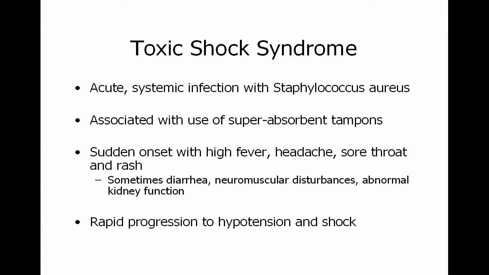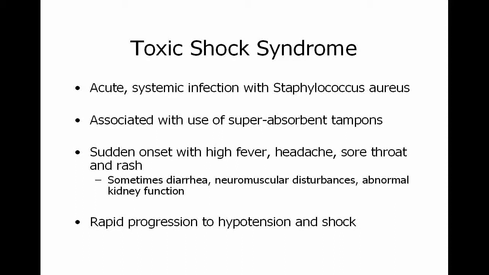When a person has toxic shock syndrome, it's systemic, so they're going to have a systemic infection with high fever, headache, sore throat, rash. It may be so severe that they develop neuromuscular disturbances, abnormal kidney function, their liver enzyme levels may be elevated. Without treatment, this is going to be a life-threatening condition. It may actually be fatal. But certainly with treatment, with the appropriate antibiotics and the appropriate immediate treatment, then the prognosis can be very good. Treatment with the appropriate antibiotics is key here.